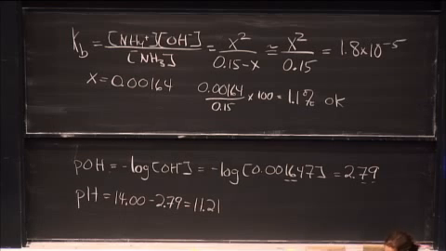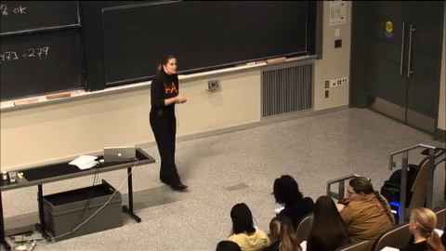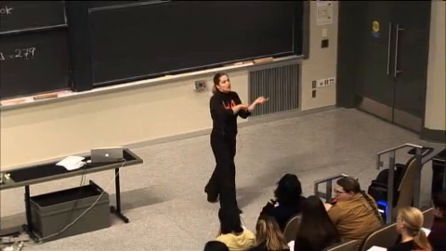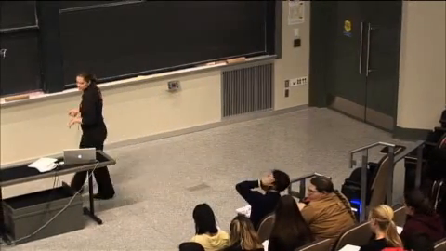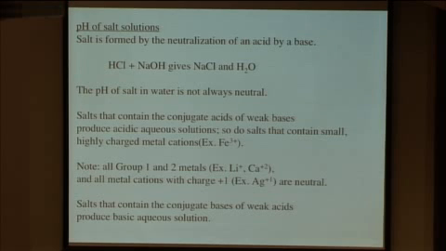All right. So now we're going to talk about salt problems, and I'm going to try to convince you that salts are actually the same as the weak acids and weak bases that we just did. So a salt is formed when you mix an acid and a base together. So for example, if you have HCl and sodium hydroxide, you're going to get table salt, NaCl, and water. So the pH of a salt in water is not always neutral. Sometimes it's neutral, sometimes it's not neutral. Well, when would it not be neutral?